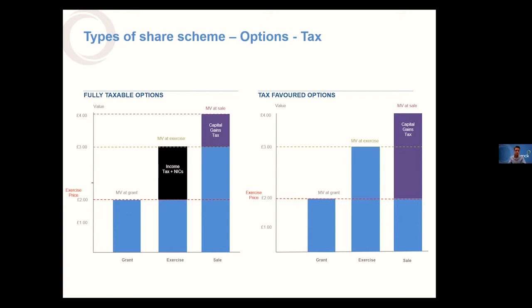Now, that's not too bad in that you've received something on grant. You've received this right, this one-way bet to buy shares, which are worth £2 at the time of grant, and you haven't paid any tax at the time of grant. But the obvious downside, of course, is that on exercise, you've paid income tax and national insurance contributions on your gain. And then when you sold your shares, obviously you've got capital gains tax.